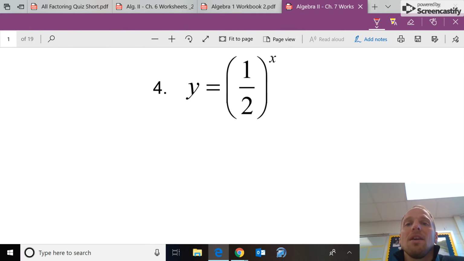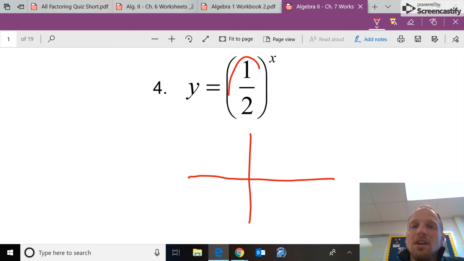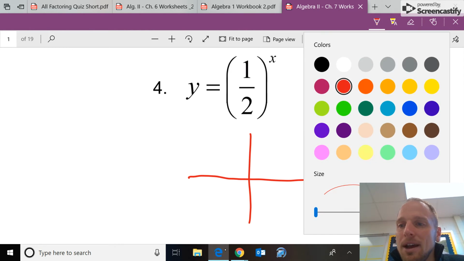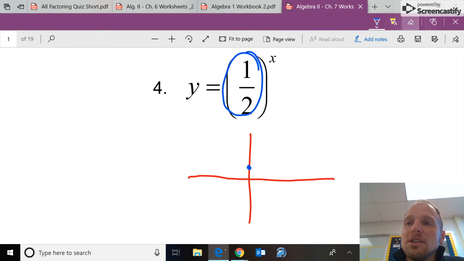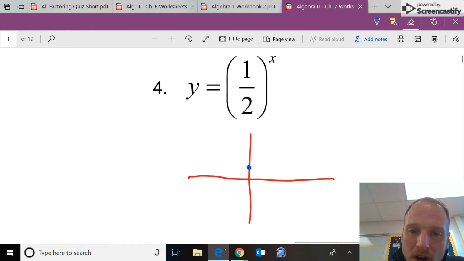Pretty easy. Now, this one is pretty tricky. If the base here is a fraction, if it's less than 1 or the absolute value is less than 1, then what's going to happen? It's still going to go through the point 0, 1, but if this base right here is a fraction, if the absolute value is less than 1, it's actually just going to flip it.